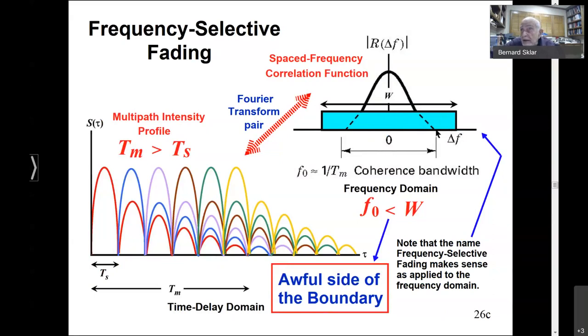And if your signal falls outside of this coherence bandwidth, it's going to behave quite independently. So when you take the Fourier transform of this awful situation where T sub M is so much larger than T sub S, what you're basically seeing is that the bandwidth of your signal is much greater than the portion known as the coherence bandwidth. You get regions of your signal that are going to be operating pretty independently, and that's where the distortion comes from.